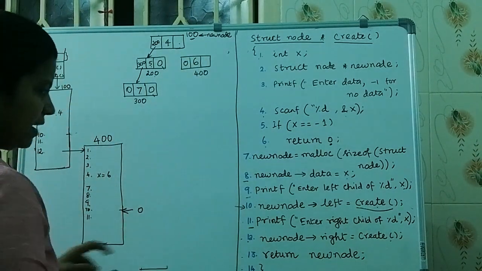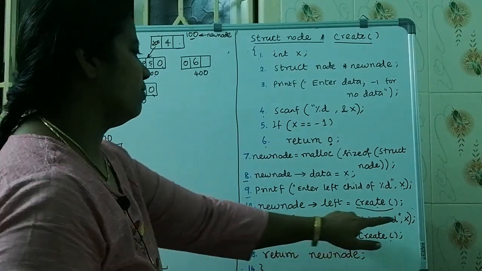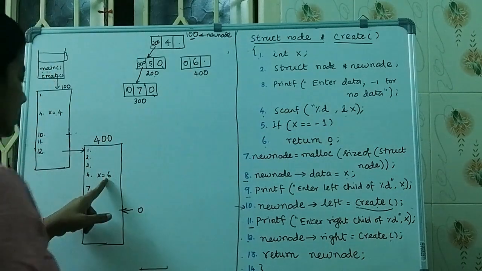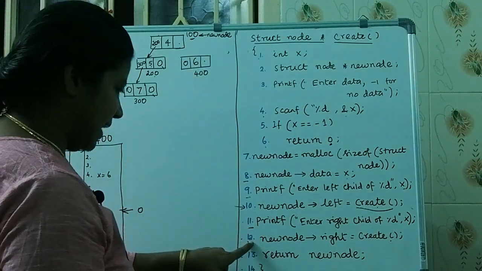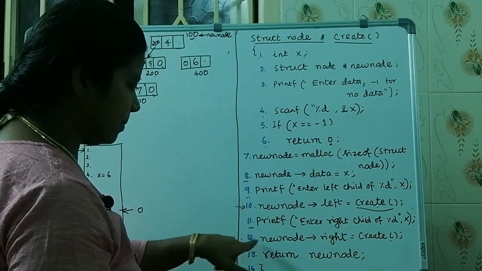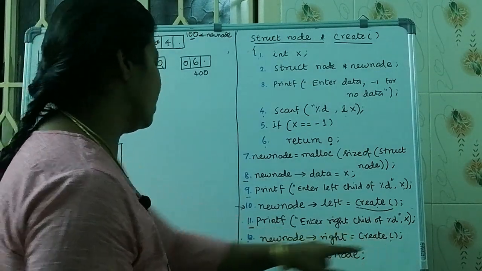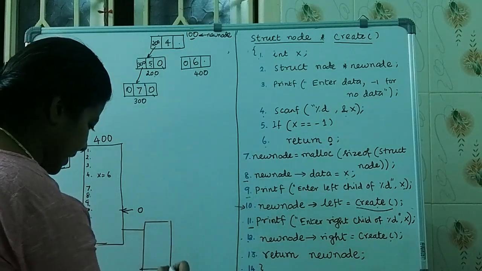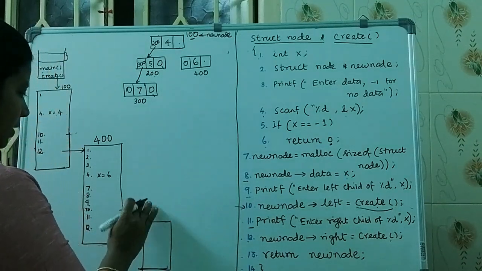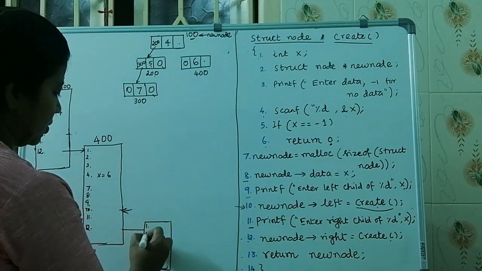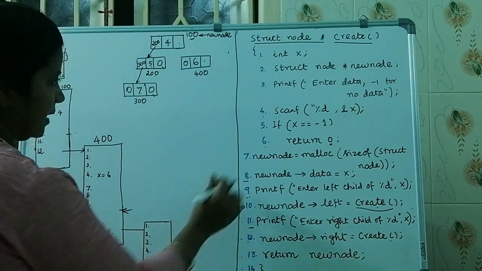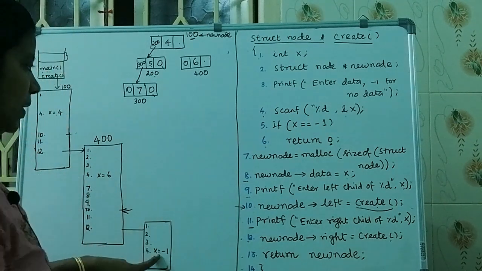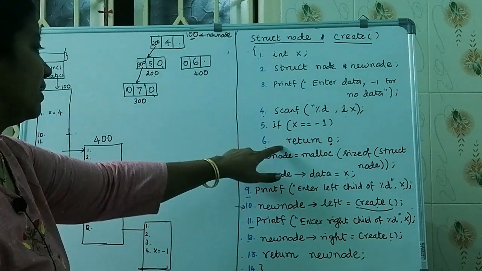Now line number 11 gets executed. Enter the right child of x. What is the x value? 6. It is asking, enter the right child of 6. Then line number 12 gets called, new node of right equal to create. Now 12 again calls the create function. Again line number 1 gets executed, 2, 3, and so on. At line number 4, suppose I give once again -1, the stopping condition.